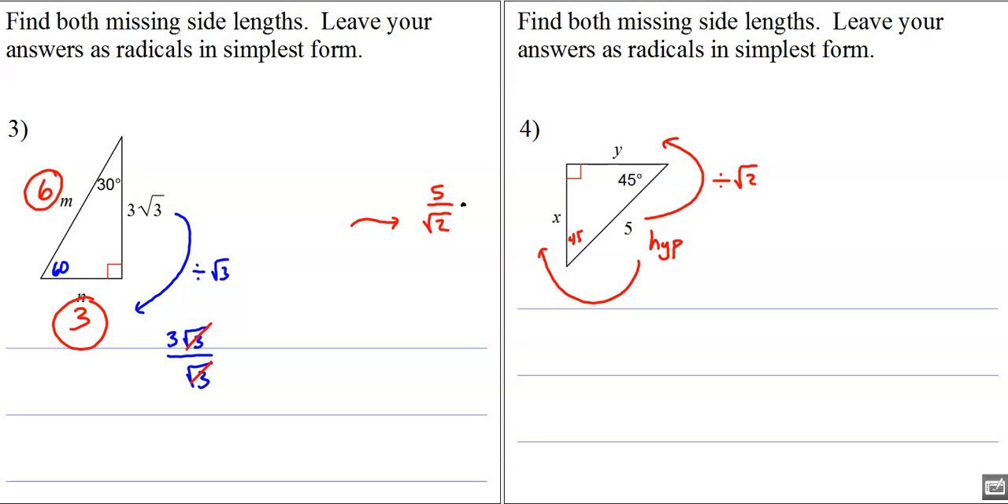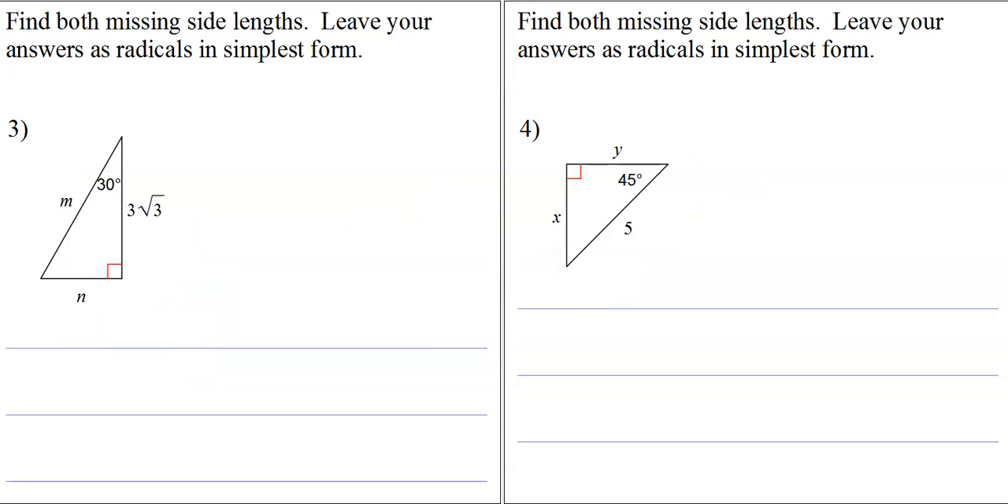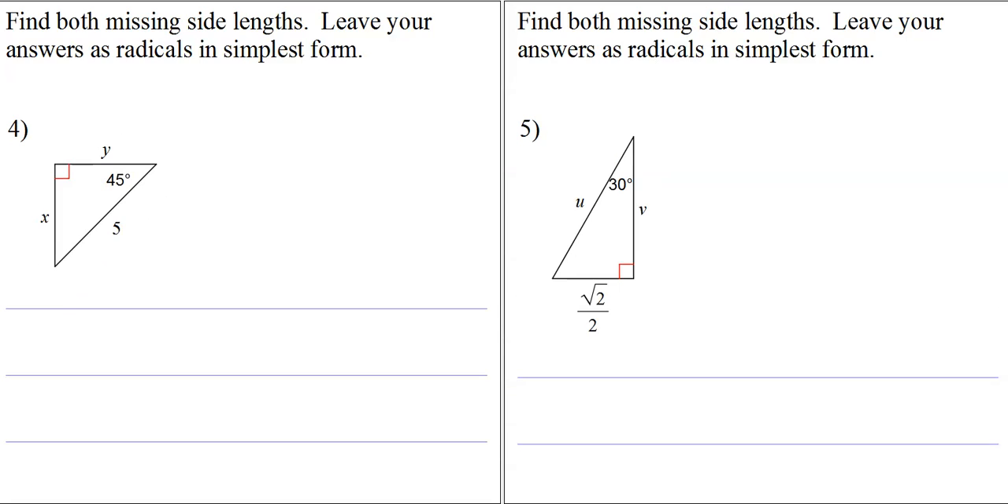You simply multiply by that radical over itself, which is really just 1. And when I multiply straight across, I get 5 times the square root of 2 all over 2. And then I would check to see if I can do 5 over 2 and reduce that, but I cannot. So both of these answers are going to be 5 radical 2 over 2, because we wanted simplest form. All right, number 5 and number 6.